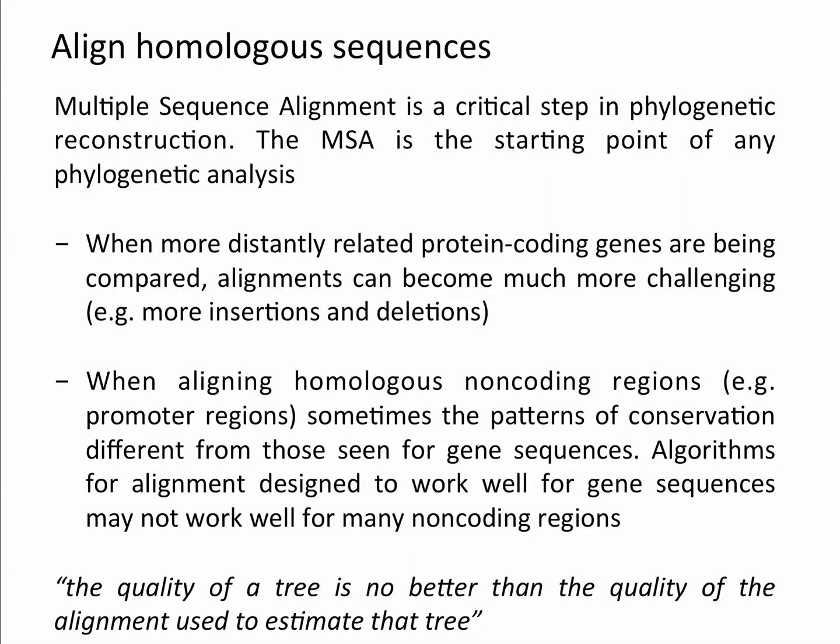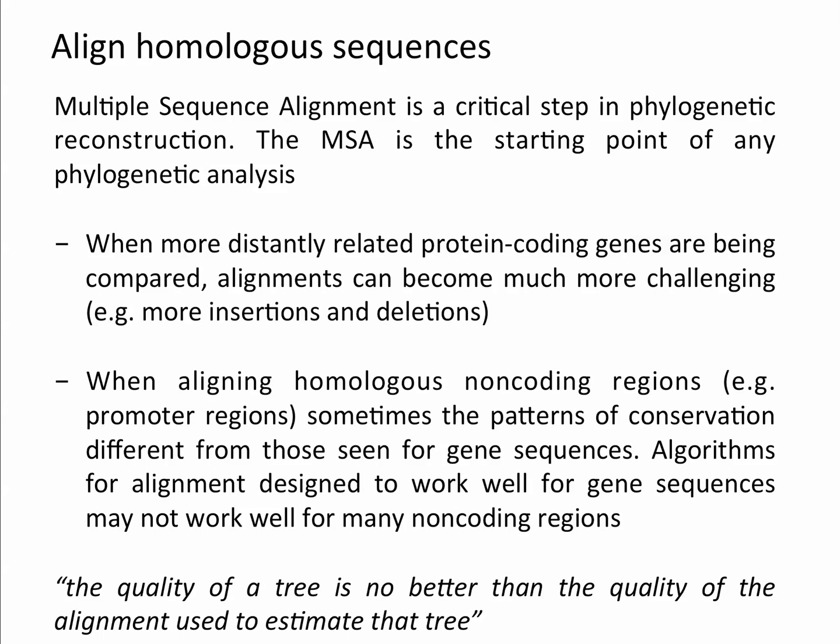The third step, and perhaps the most important, is the alignment of the selected sequences. In this sense, we have to be careful about some issues. For example, when distantly related protein coding genes are being compared, alignments can become more challenging. A key problem is the occurrence of insertions and deletions mentioned above. The more insertions and deletions that have occurred, the more difficult it will be to identify homologous positions within genes, and this could be a problem.